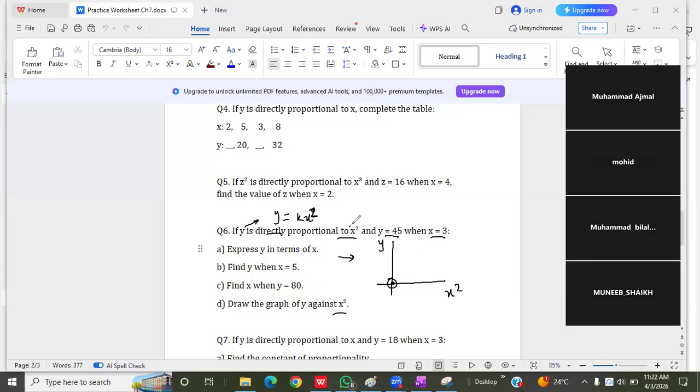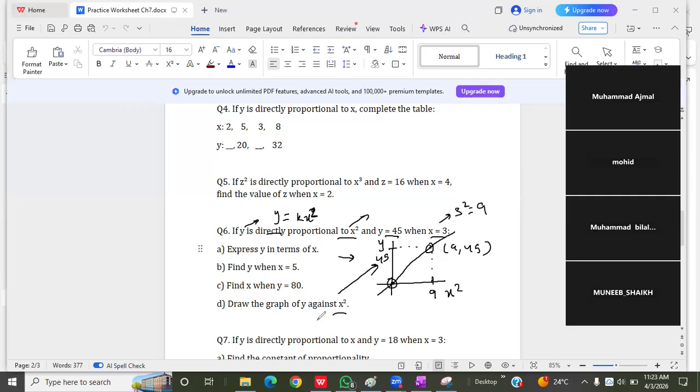Because it is x square, we will square it. 3 square is equal to 9. So x square equal to 9 will be somewhere here on the x square axis, and y is 45, so we write 45 here. Now the point will be 9 and 45. So we draw the line like this. This will be the graph for this question.